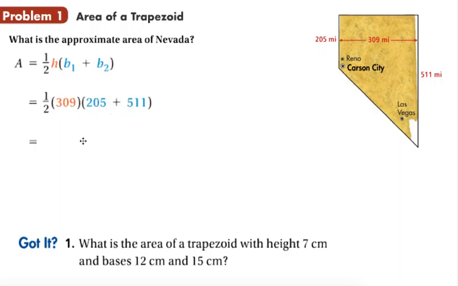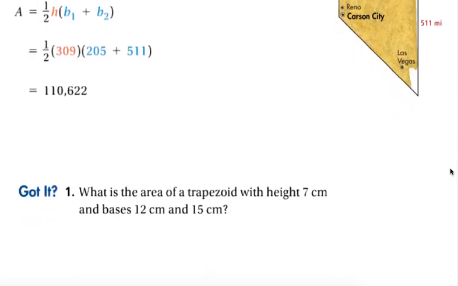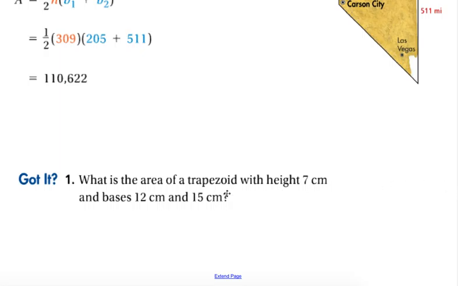Adding the 205 and 511 gives us 716, and then half of 309 multiplied by the 716 gives us 110,622 square miles. So here's your chance to try one. This one says, what is the area of a trapezoid whose height is 7 and the bases are 12 and 15? Your units are all the same, so go ahead and apply that to your area formula and see if you can come up with the answer.